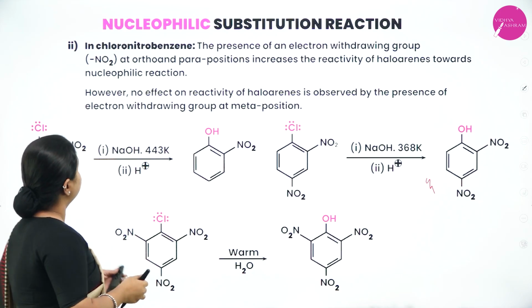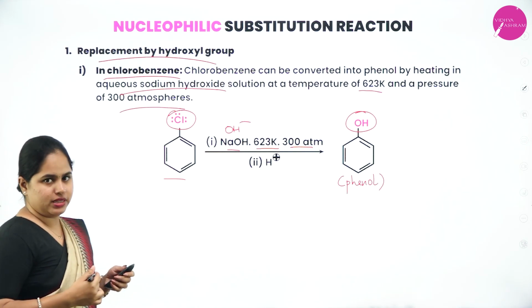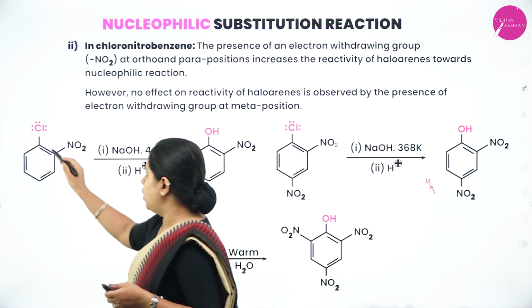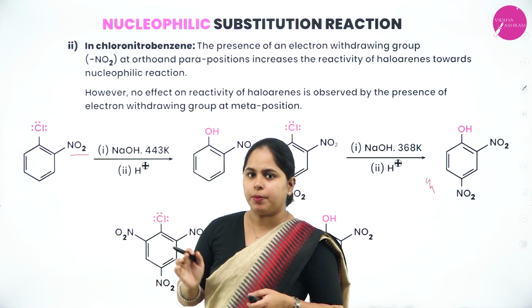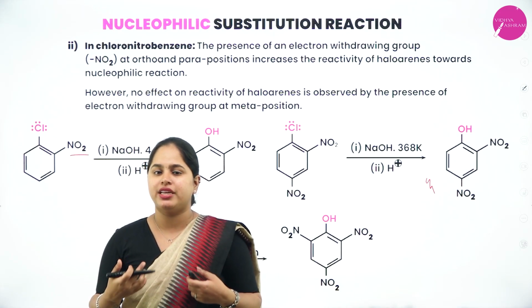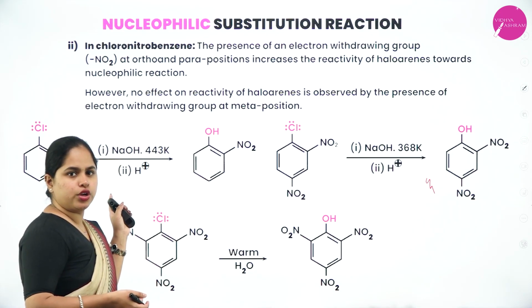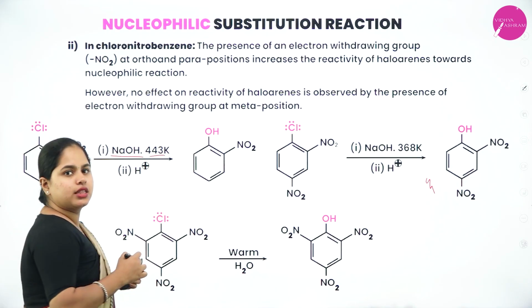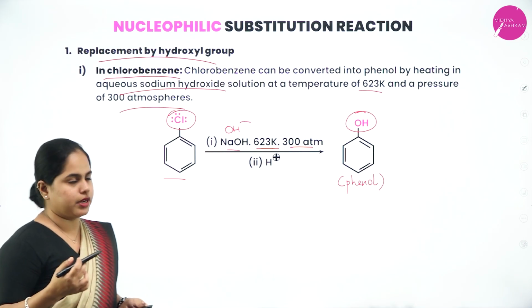So now the next one, chloronitrobenzene. Here we have taken chlorobenzene. Now we are going to take chloronitrobenzene. That means a chlorine atom will be there as well as a nitro group. So in the presence of the nitro group, is there any change which is going to happen? We are going to see. As you can see, we have taken chloronitrobenzene here. In the presence of sodium hydroxide, 443 Kelvin is only required. Here we had taken 623 Kelvin, a higher temperature, right?